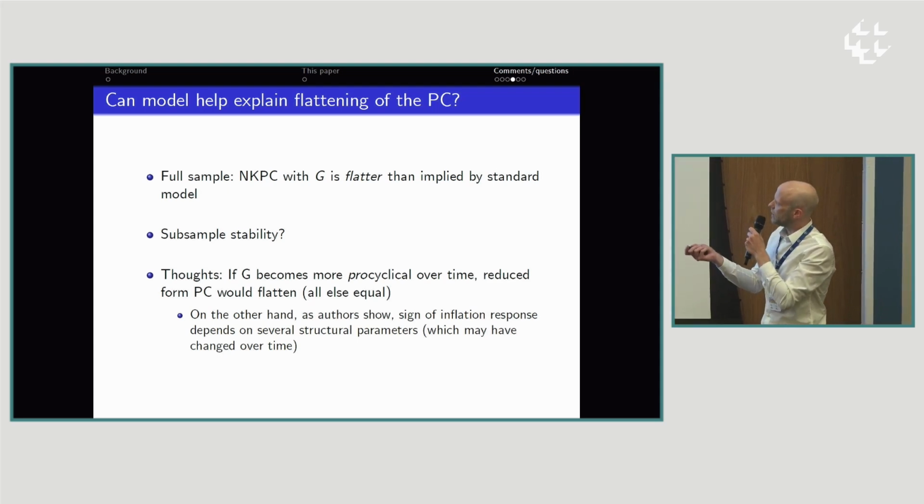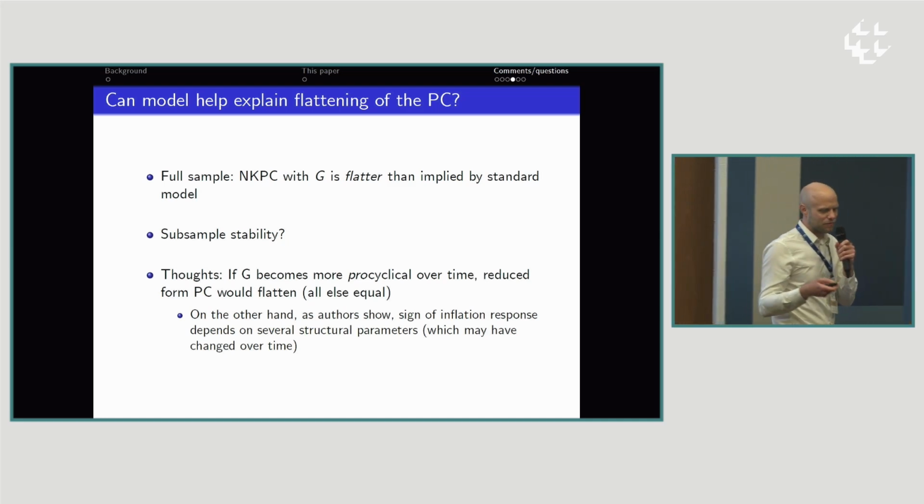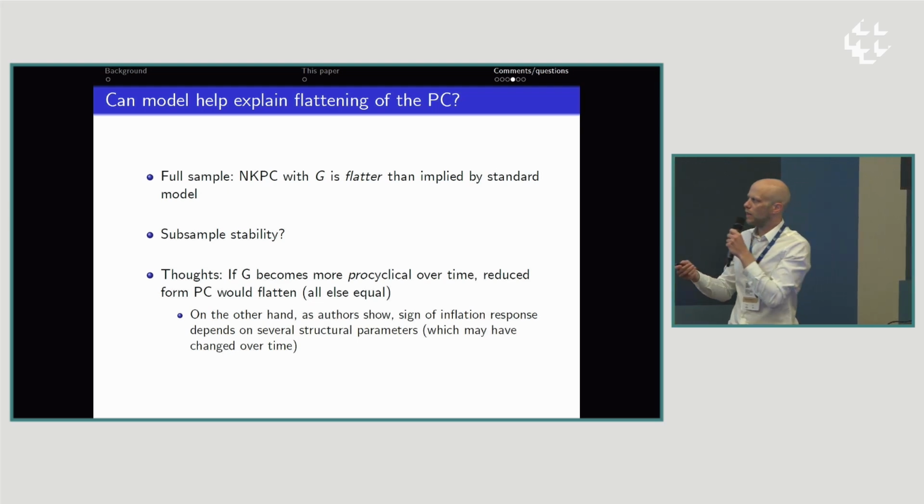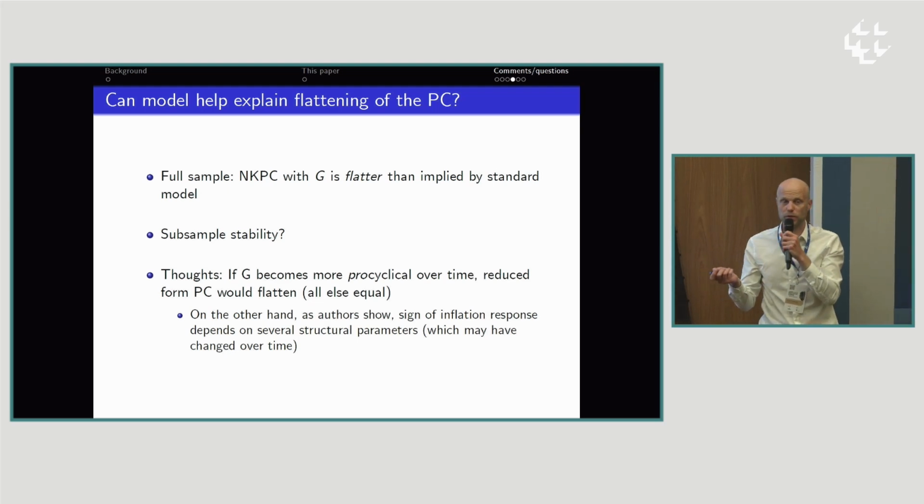My initial thought is that, if I understand the mechanism correctly, if G becomes more procyclical over time, then that would mean that the reduced form Phillips curve would flatten.